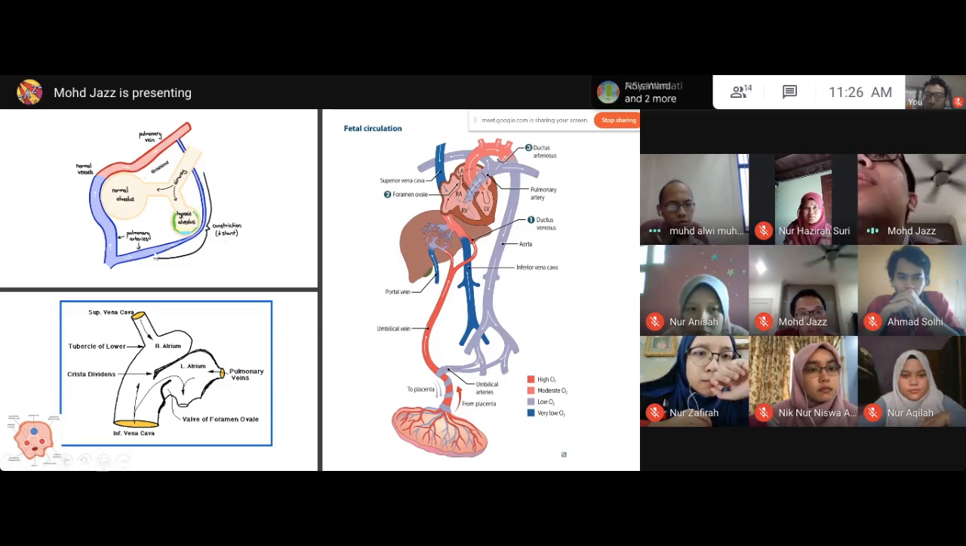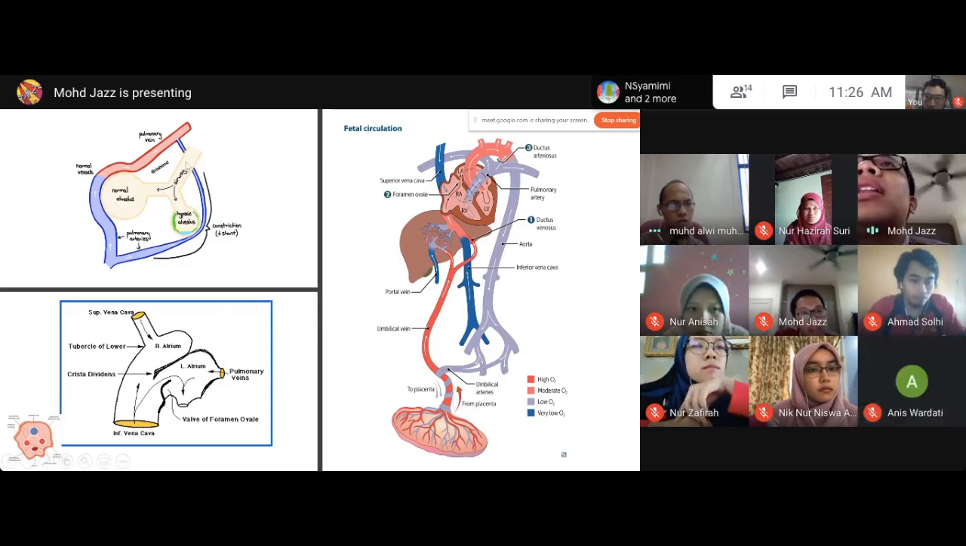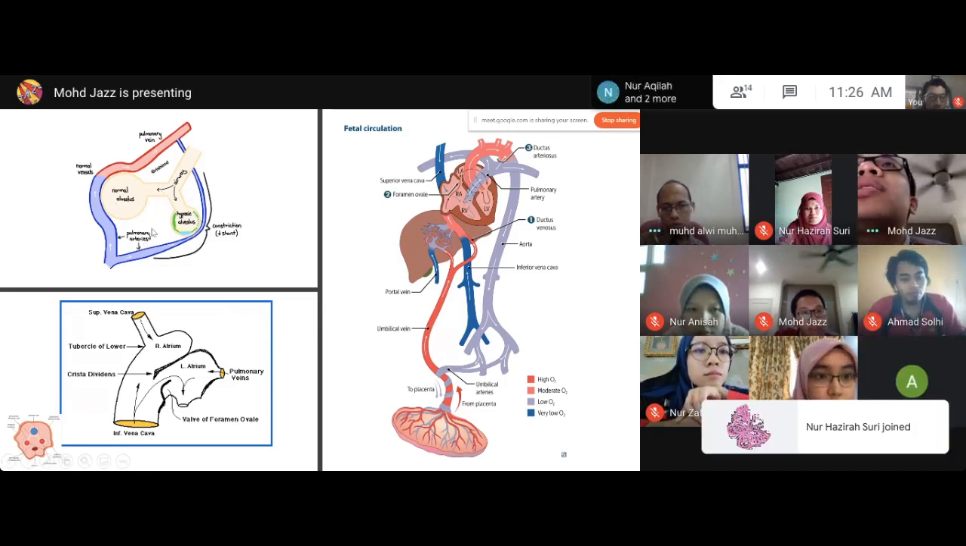All right. So this causes vasoconstriction. But when there is a normal alveolus, later on I will explain the differences. So this one is during the fetal period.